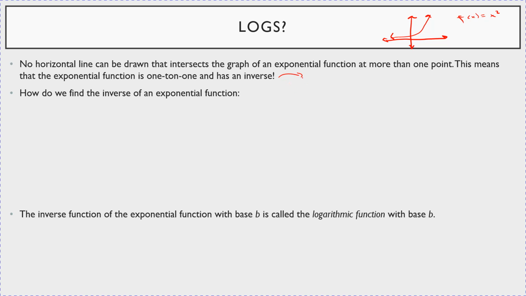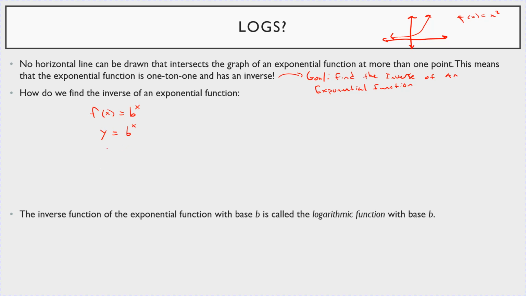Okay, so our goal first here is to find the inverse of an exponential function. Okay, so how do we do that? How do you find the inverse of an exponential function? So if you remember from your college algebra class, f of x is equal to b to the x. Okay, b is the base. So you write this as y is equal to b to the x.